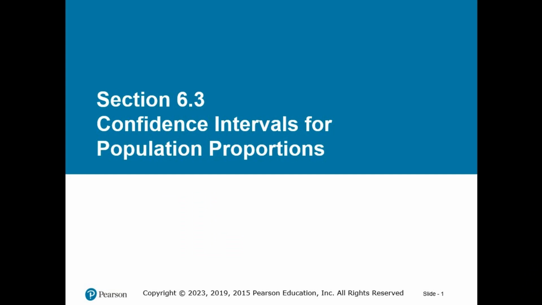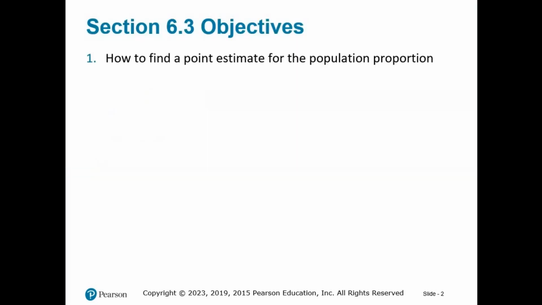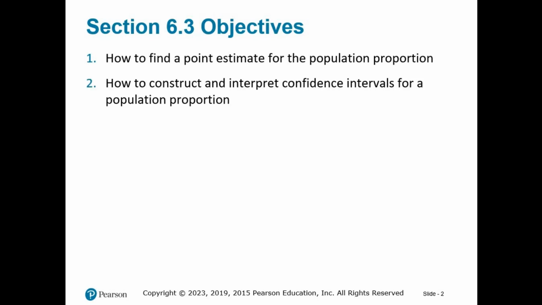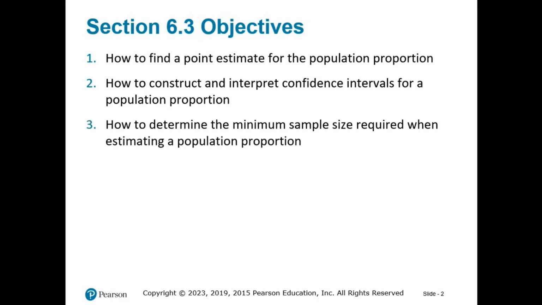Let's get started. Welcome to the lecture video for Chapter 6, Section 3, Confidence Intervals for Population Proportion. In this video, we're going to define what a point estimate for population proportion is, and this is a different type of population parameter, so it should have different objectives when it comes to constructing and interpreting confidence intervals. And we're going to learn how to determine the minimum sample size required when estimating a population proportion.